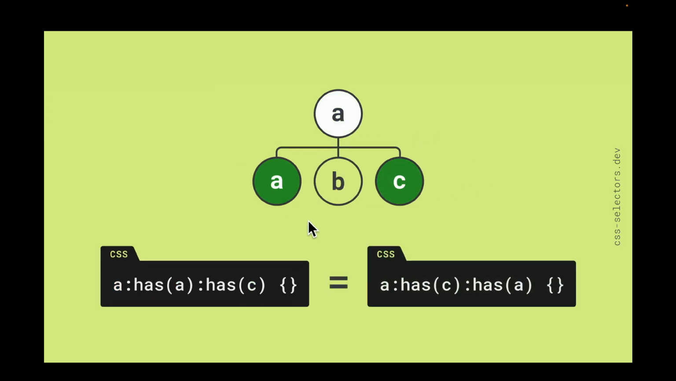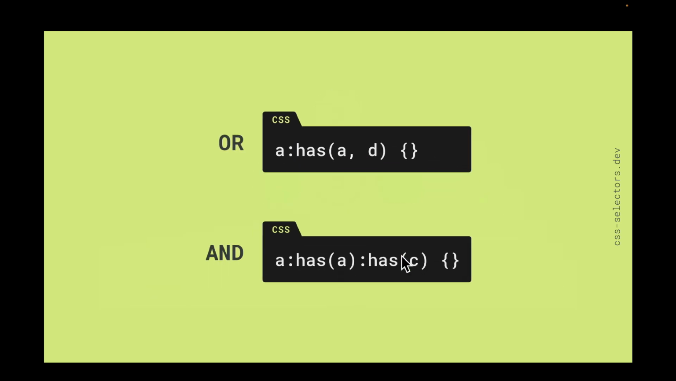The order of chaining doesn't really matter, so having has C followed by has A will still produce the same result. When we compare both OR and AND operations, to use the OR operator, we pass elements as arguments of the has pseudo-class, comma separated. To use the AND operator, we chain the has pseudo-class for each element we want to check. This is how we can use the OR and AND operations with the has pseudo-class.